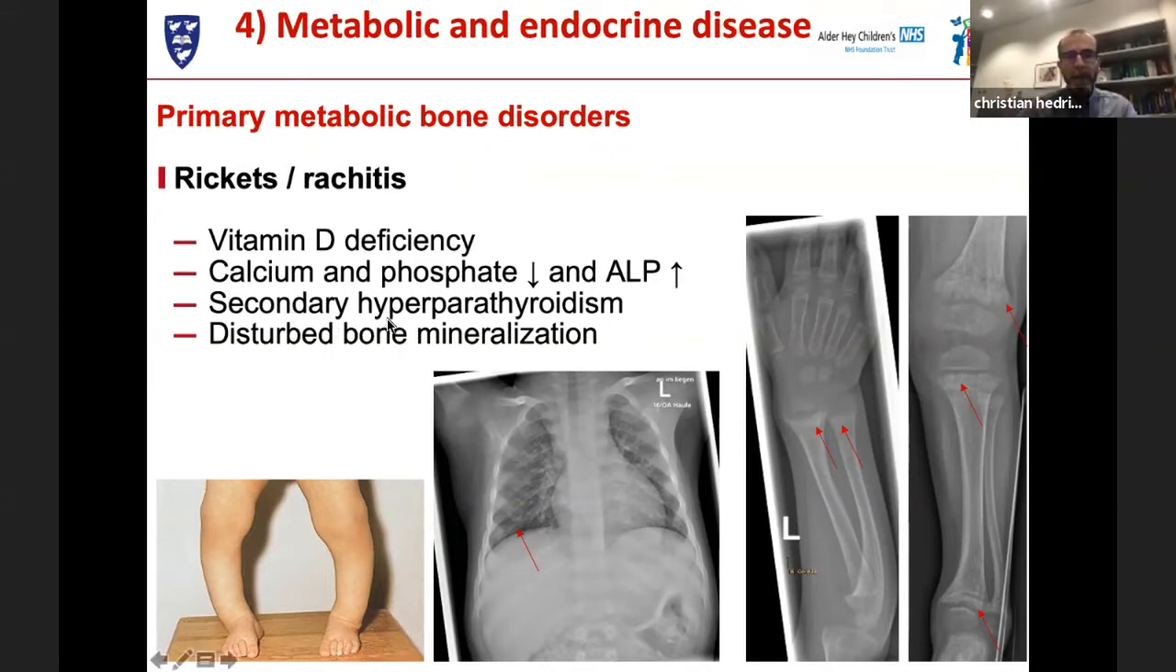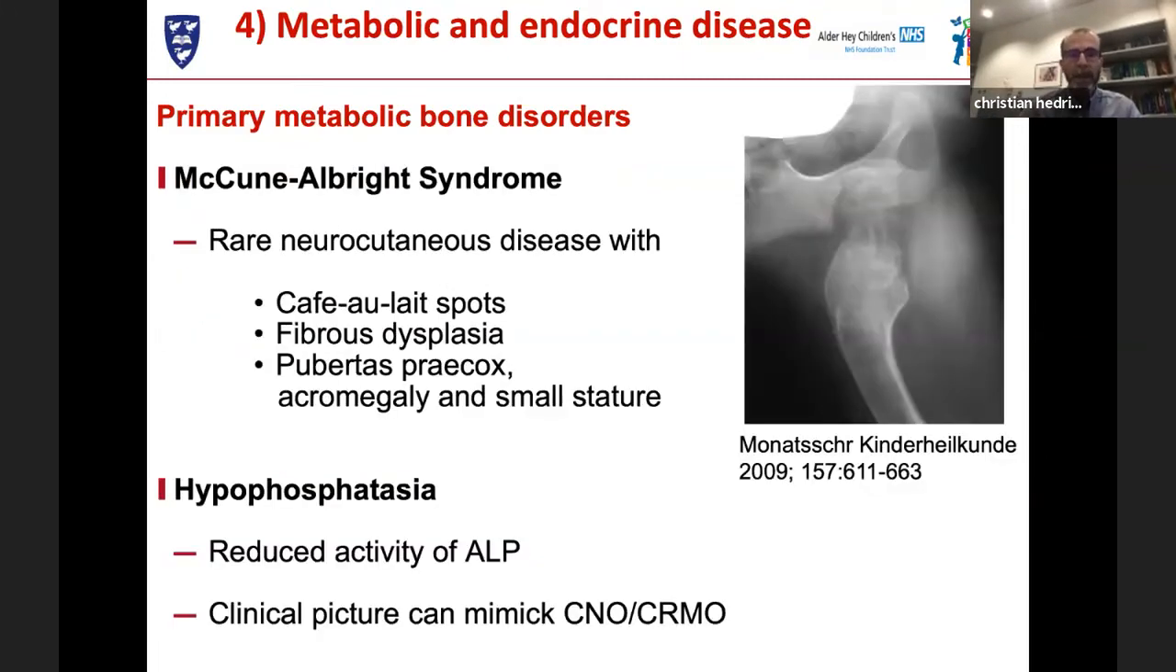That results in secondary hyperparathyroidism because the body tries to increase calcium and phosphate levels in the blood, and that results in disturbed bone mineralization and very soft bones, which can result in bending of long bones, such as in the legs on the left. It results in widened ribs and also metaphyseal regions of long bones close to joints.